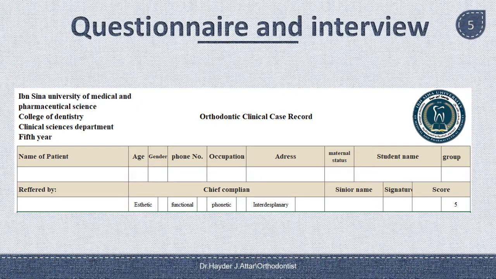For the questionnaire and interview in our clinic at the medical and pharmaceutical science college of dentistry, we make an orthodontic clinical case record of many parts. The first part includes the questionnaire and interview, which include the patient name, age, gender, phone number, occupation, address, marital status, referred by and the chief complaint of the patient.